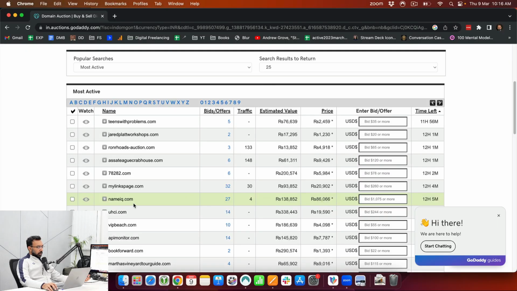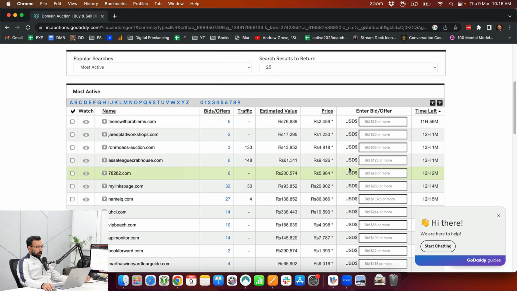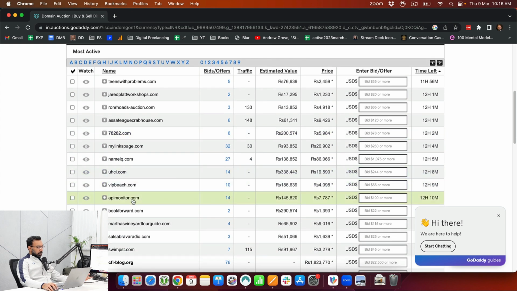Do you get them to buy cheap or something? It's not necessarily cheap. It's based on the bids. There is a price listed here also. And sometimes if it is a premium domain name, like for example, nameiq.com looks like a premium name. It is expiring. The owner is not renewing it. But GoDaddy is selling it for 86,000 rupees and it says estimated value is 1 lakh 38,000. API Monitor looks like a good name. So you will have a lot of domain names like that expiring all the time.